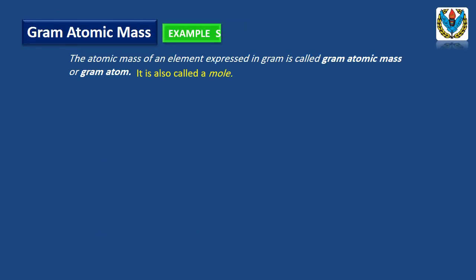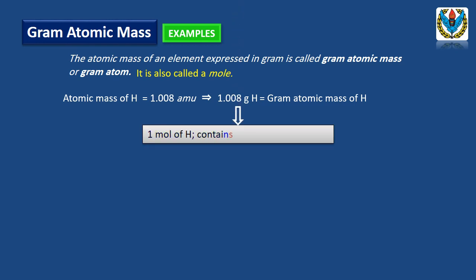Let me give you some examples of gram atomic mass. Atomic mass of hydrogen is 1.008 AMU. If we change its unit from AMU to gram, it is called gram atomic mass of hydrogen and is equal to 1 mole of hydrogen and contains exactly 6.02 × 10^23 hydrogen atoms.